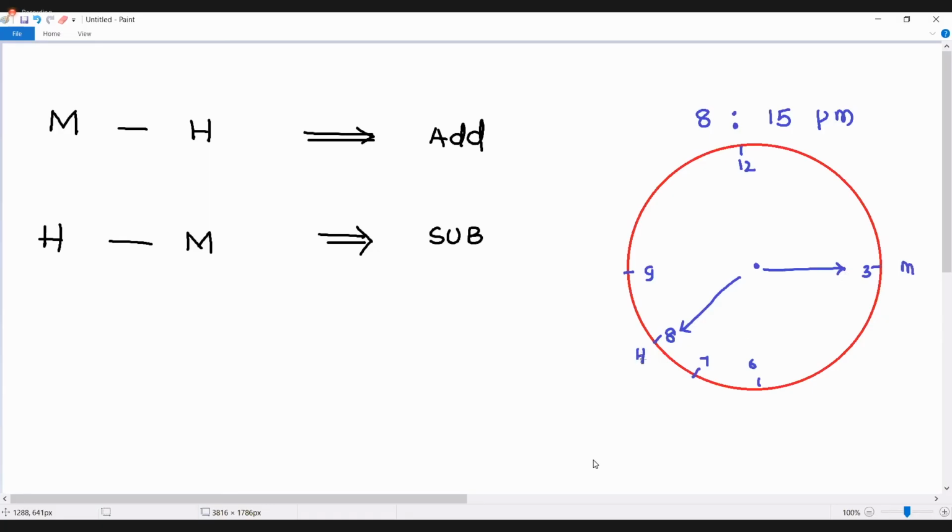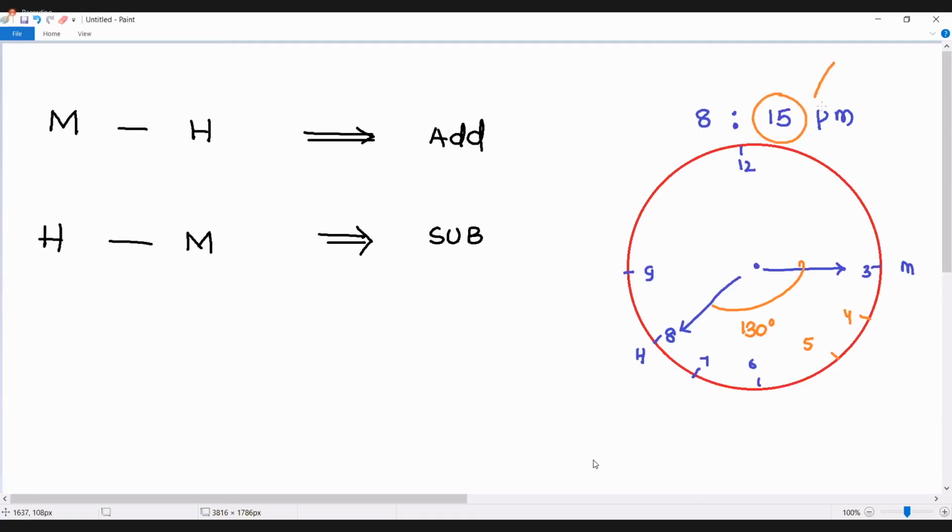After this, what we need to do, just observe the number of hours of gap. How many hours of gap is there? 3 to 4, 4 to 5, 5 to 6, 6 to 7, 7 to 8. 1, 2, 3, 4, 5. There are 5 hours of gap. 5 hours will make 5 into 30 degrees. There is a 150 degrees of tilt.